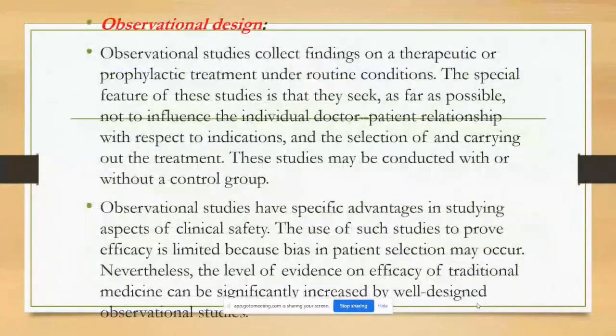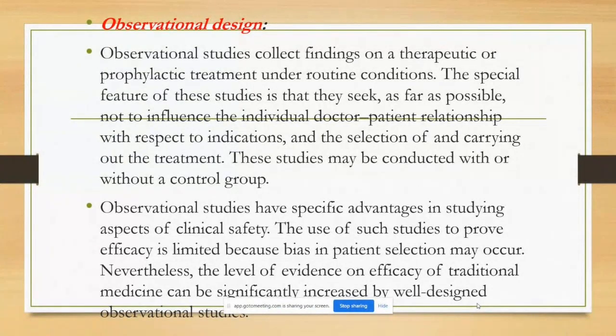Now come to the observational design. Observational studies collect findings on a therapeutic or prophylactic treatment under routine conditions. The special feature of this study is that they seek, as far as possible, not to influence the individual doctor-patient relationship with respect to indications and the selection and carrying out of the treatment. These studies may be conducted with or without a control group, because it is not necessary. A survey study, for example, doesn't have any control group or comparison. That's why it is an observational design.